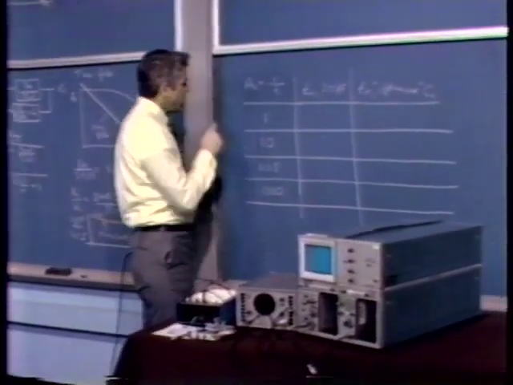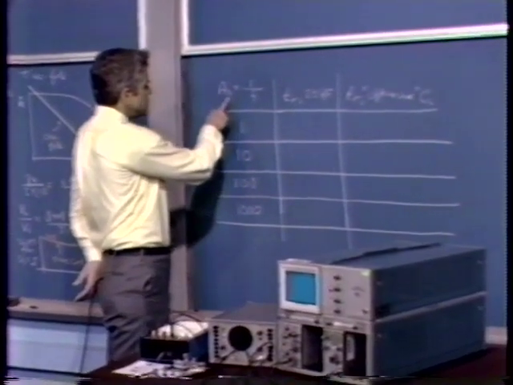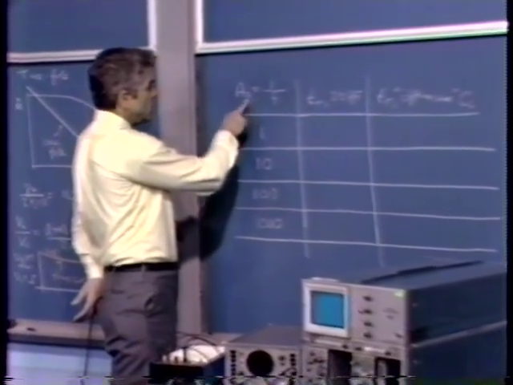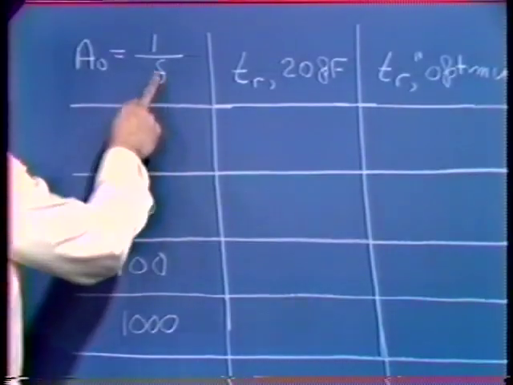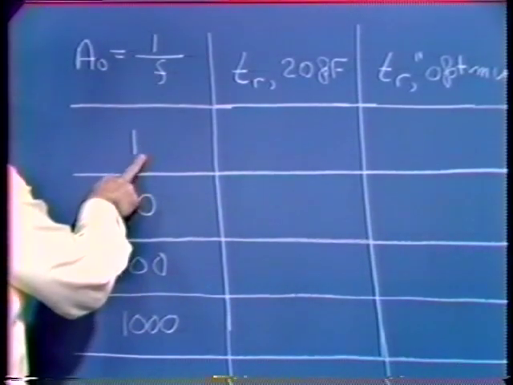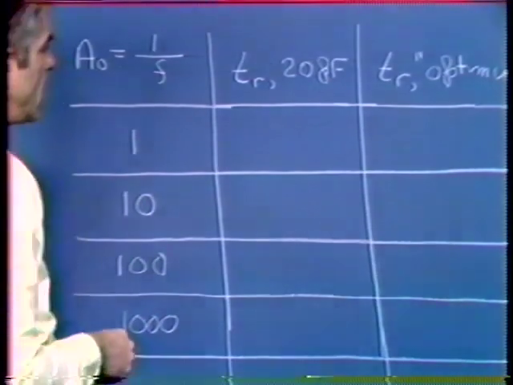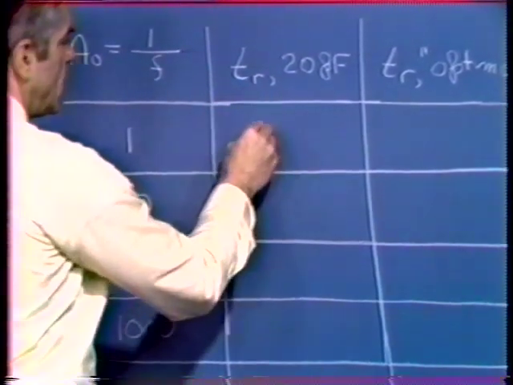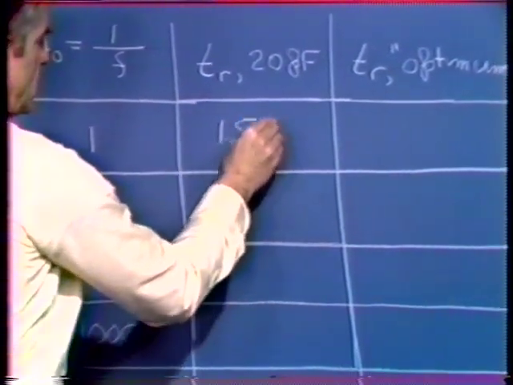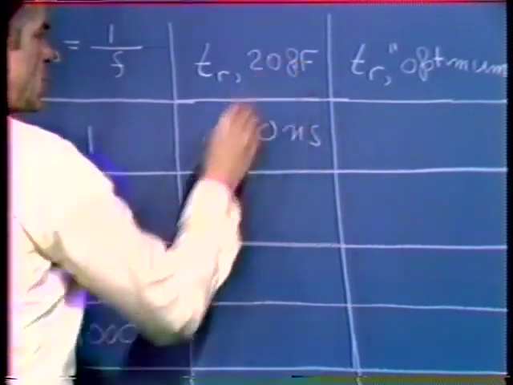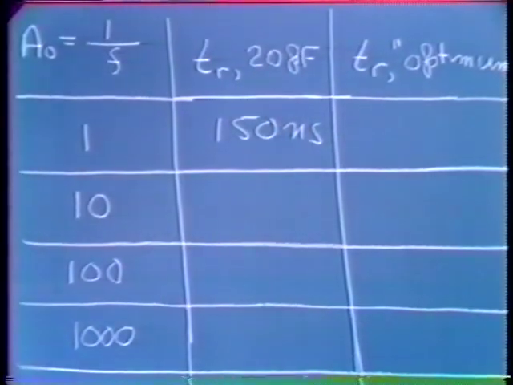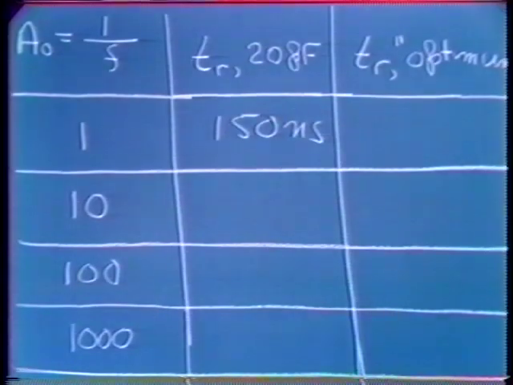So let's tabulate values. Here we're running at an ideal closed loop gain, or a low frequency gain, A0, which is equal to 1 over F. We're running at a closed loop gain of 1 for this particular part of the demonstration. And the rise time that we measure is about 150 nanoseconds. We're using a 20 picofarad capacitor when we make that measurement.